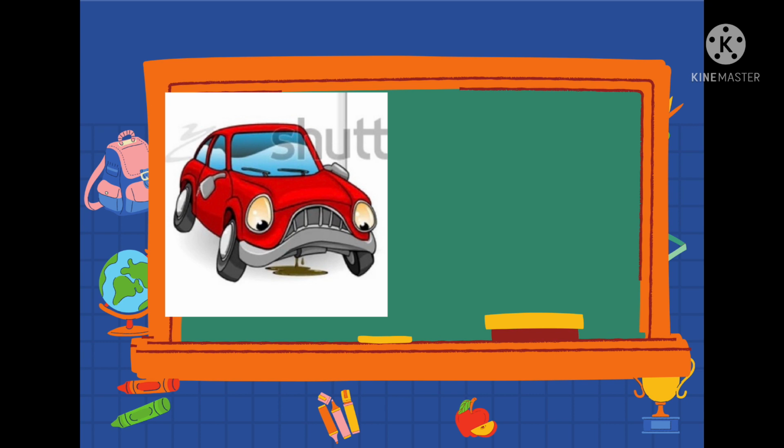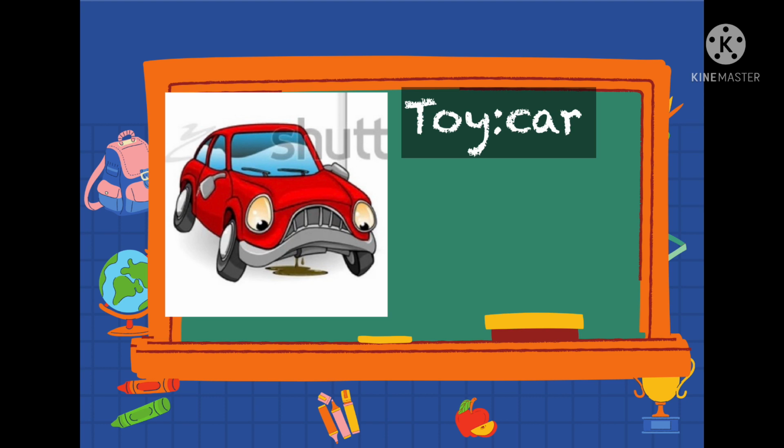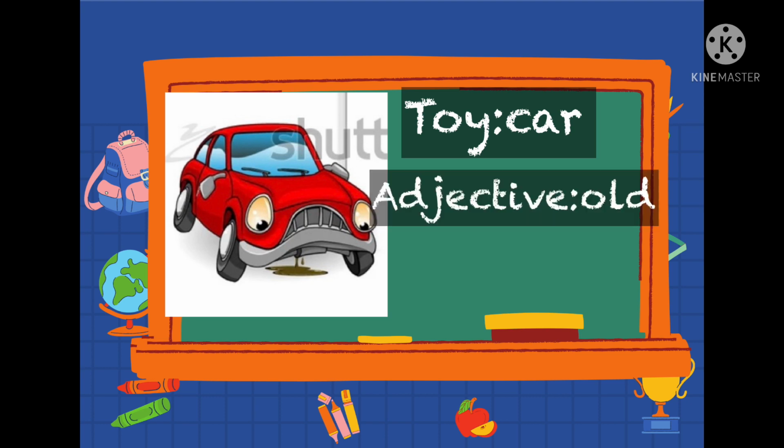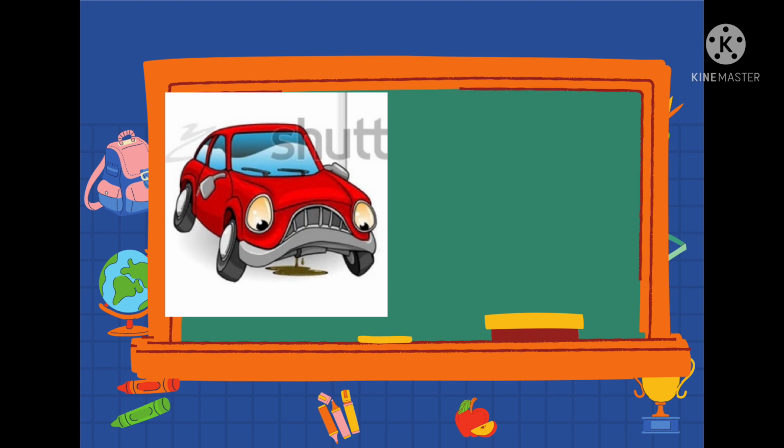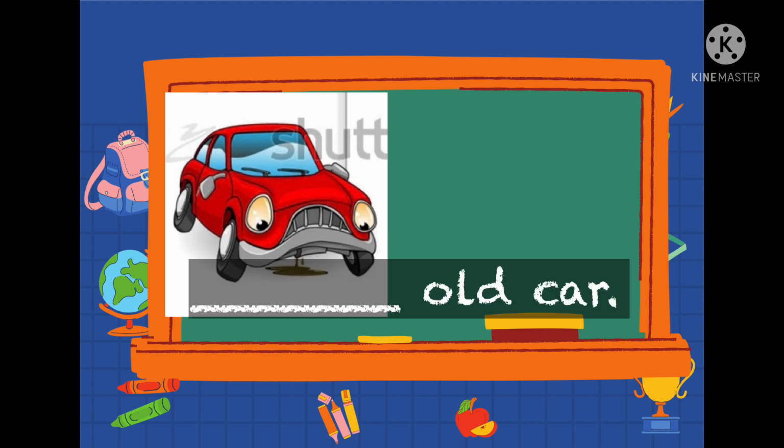The last adjective. The same toy. Car. But the adjective is lama. Old. Lama. Now, we arrange the two words. Adjective dulu. Old. Toy, car. Old car. Kereta yang lama.